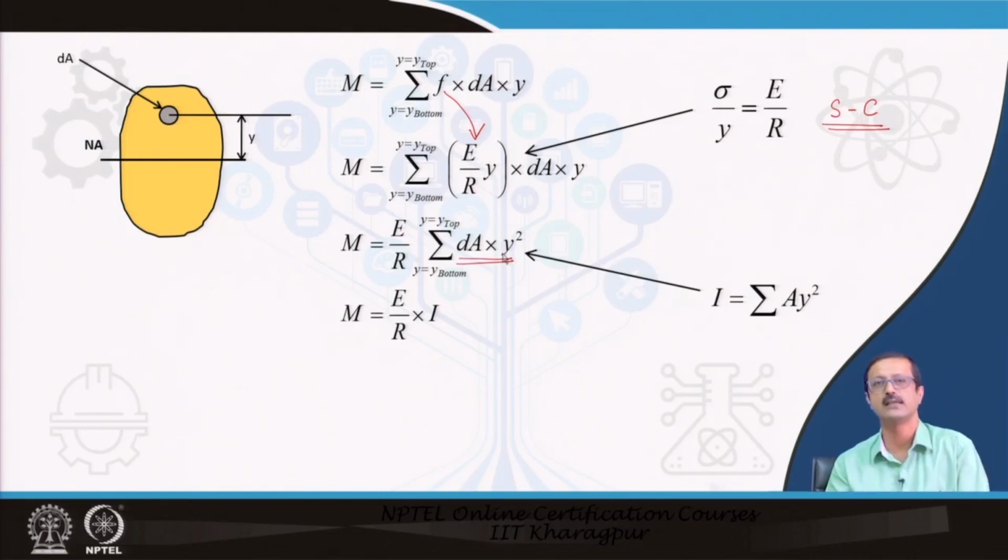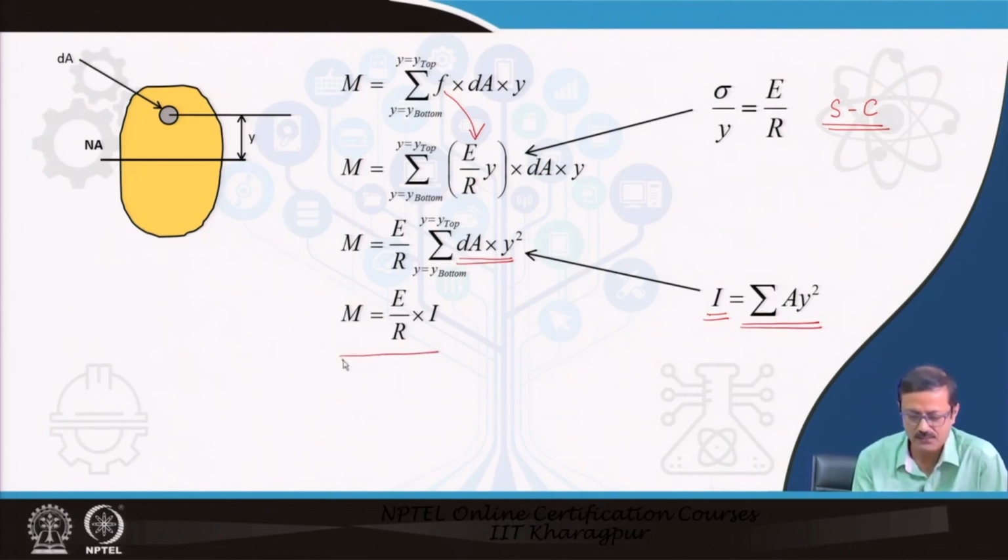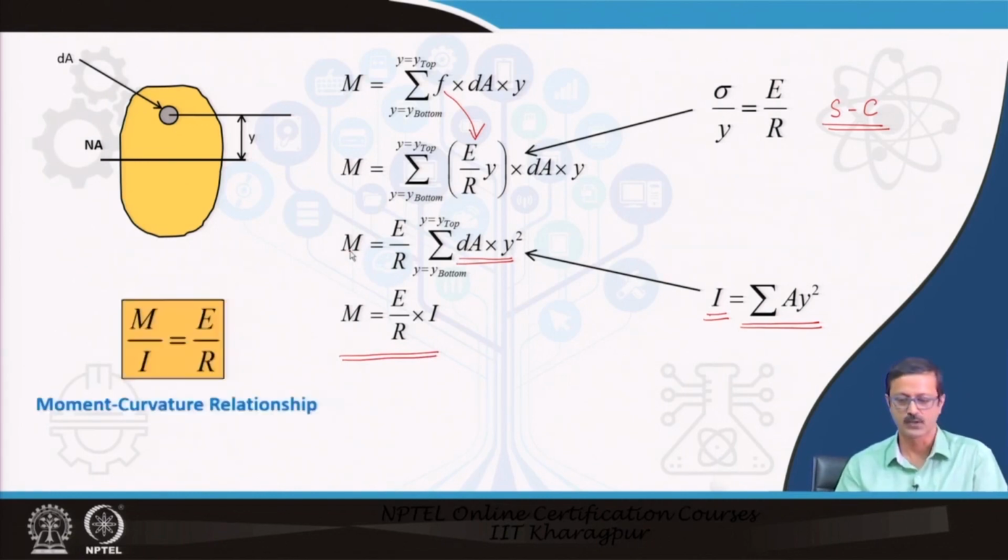And if you remember dA into y square, what we saw last class, that I, the moment of inertia, is nothing but the summation of A into y square, or the area into y square. So, finally, it comes down to M is equal to E by R into I, moment of inertia. So, the moment curvature relationship is with us.